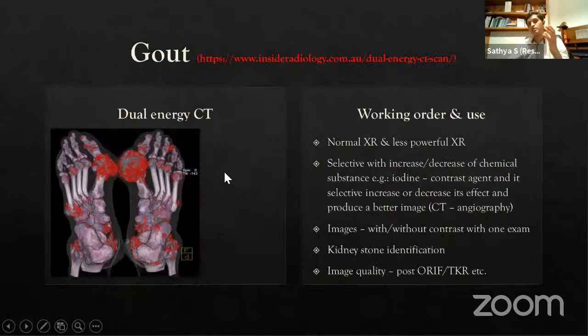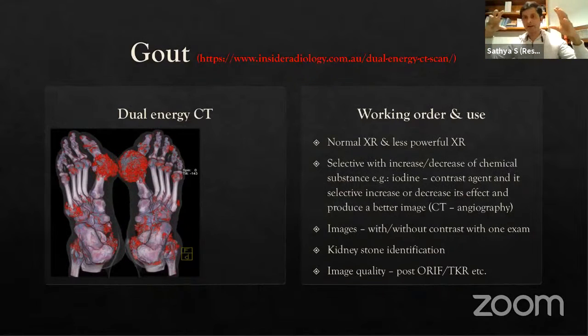Gout is a condition we have quite often seen misdiagnosed. Dual energy CT is nothing but the same kind of CT scan method. What they use is two camera probes, where one sends a high resolution or normal level of X-ray, and the other sends a less powerful X-ray. The computer generates both beams and tries to get an image, and it is able to increase or decrease the amount of chemical volume that is being used.